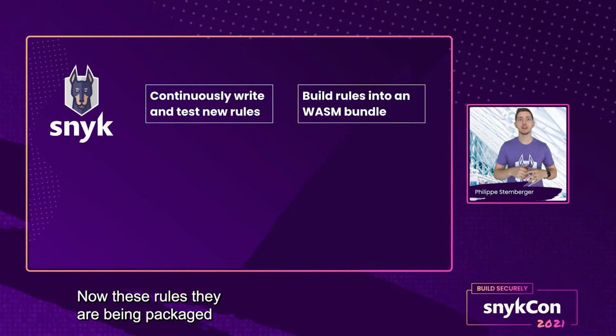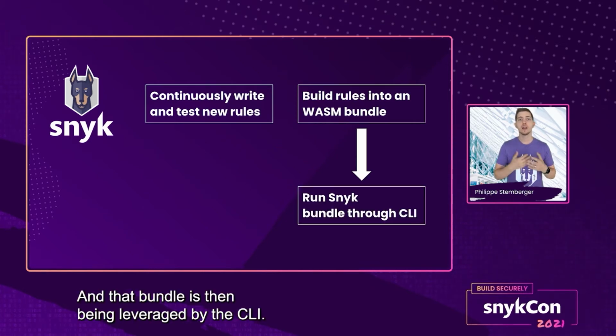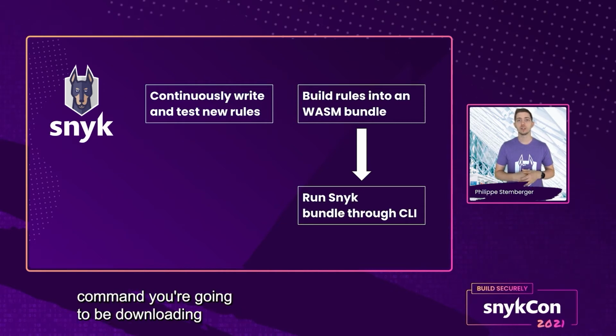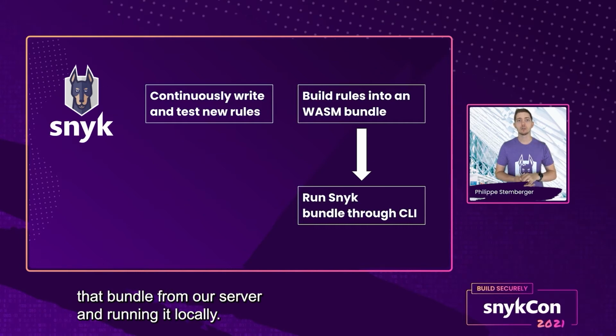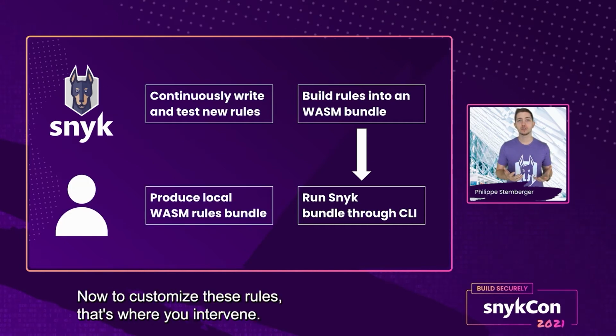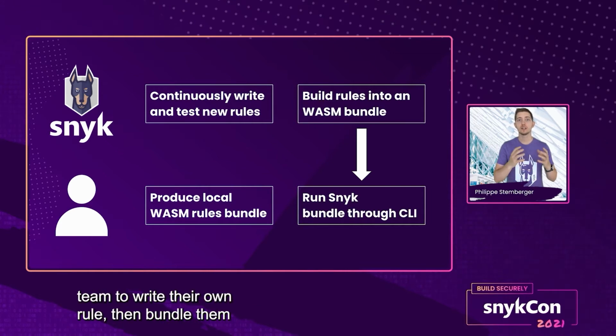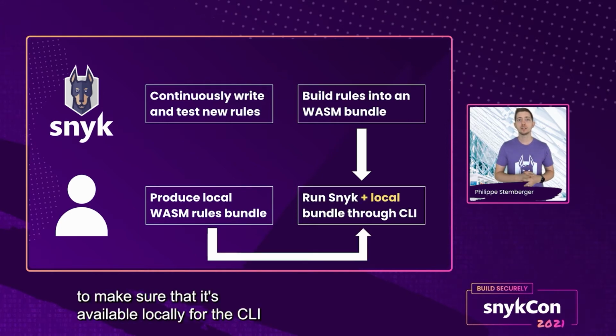Now, those rules are being packaged into a bundle, a WebAssembly bundle that we're gonna call WASM, and that bundle is then being leveraged by the CLI. Every time you run a Snyk IaC command, you're gonna be downloading that bundle from our server and running it locally. Now, to customize those rules, that's where you intervene. We're gonna need your security team to write their own rule, then bundle them into their own WebAssembly bundle, and then distribute that to each developer to make sure that it's available locally for the CLI to leverage.